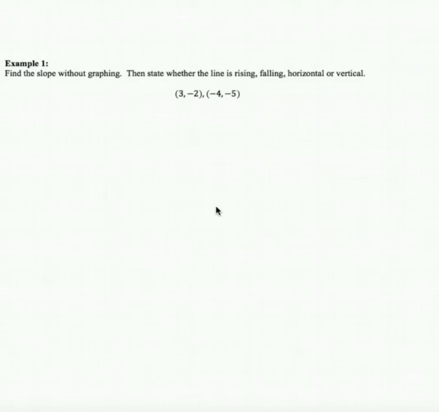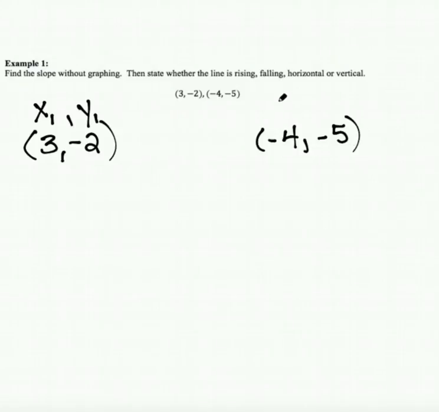Example 1, find the slope without graphing. Then state whether the line is rising, falling, horizontal, or vertical. They give us two ordered pairs: 3, -2, and -4, -5. Remember, I just want to label these. It doesn't matter which ordered pair you use first. I'm going to start with 3, -2 just because it came first. So 3, -2, I'm going to call that my x1 and my y1. And my other point, -4, -5, I'm going to call that x2 and y2.